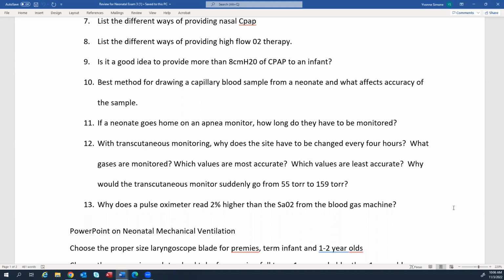And then there's a question at the end. Why would the transcutaneous monitor suddenly go from 55 torr up to 159 torr? And just to give you a clue, the amount of oxygen in room air is 159 torr. So maybe you can figure out why it's suddenly reading 159 torr.